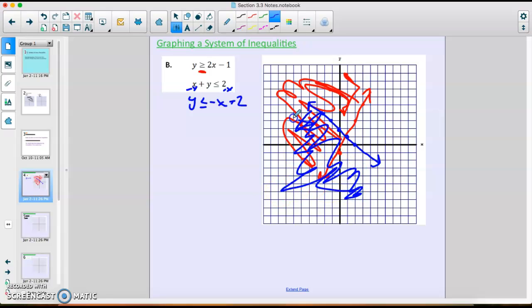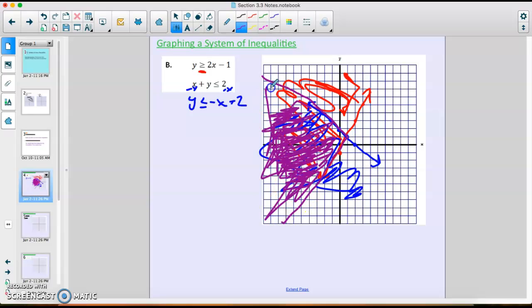Now we ask ourselves, where was the overlap? The overlap where we have both blue and red is right in here. That would be our solution area. Any ordered pair in the purple range meets our criteria. So it's kind of in this, just to freehand it a little bit. Everything in this range works.